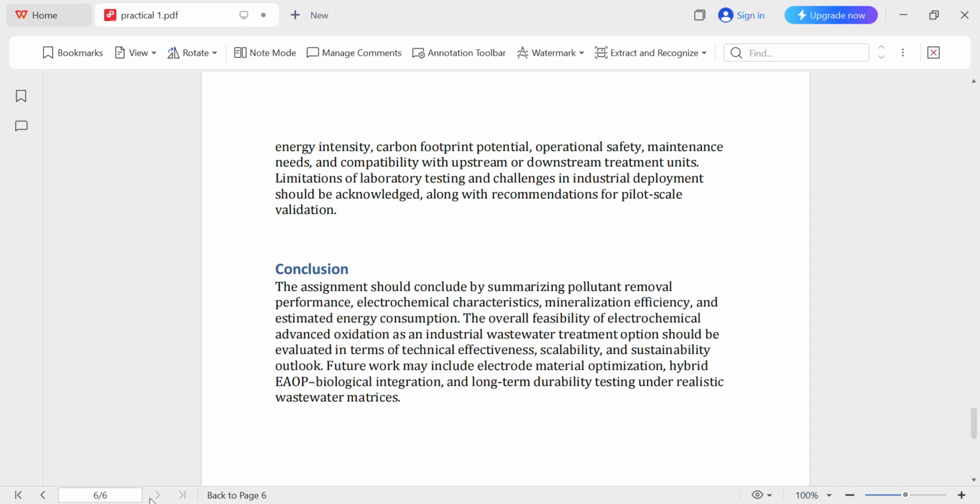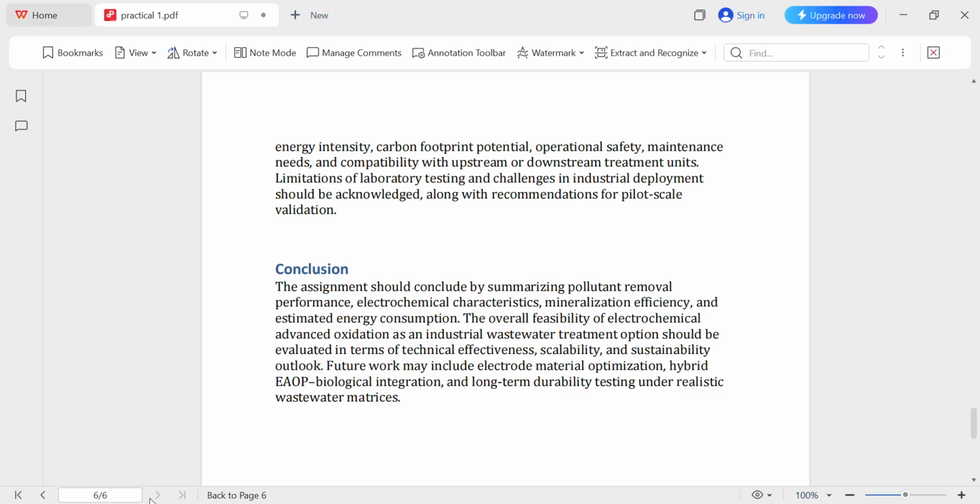Next is the conclusion. The assignment should conclude by summarizing the pollutant removal performance, electrochemical characteristics, mineralization efficiency, and the estimated energy consumption. The overall feasibility of electrochemical advanced oxidation as an industrial wastewater treatment option should be evaluated in terms of technical effectiveness, scalability, and sustainability.